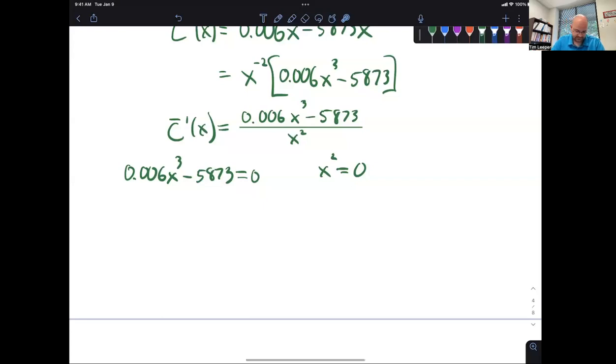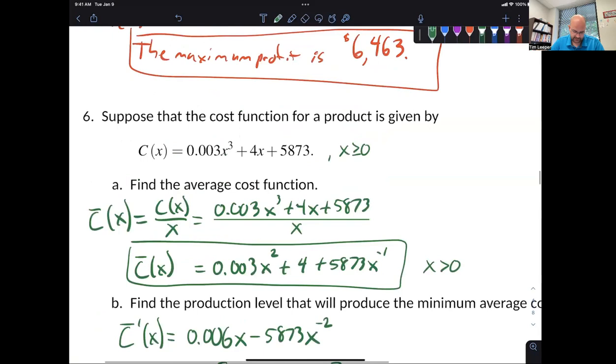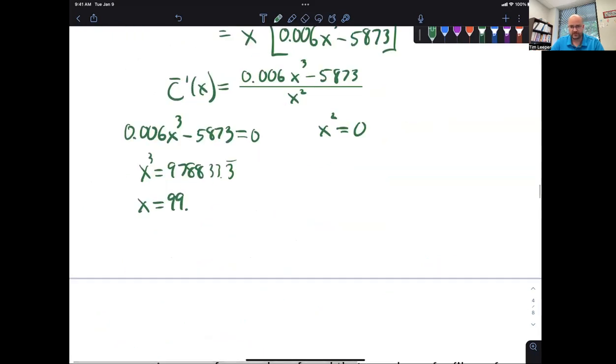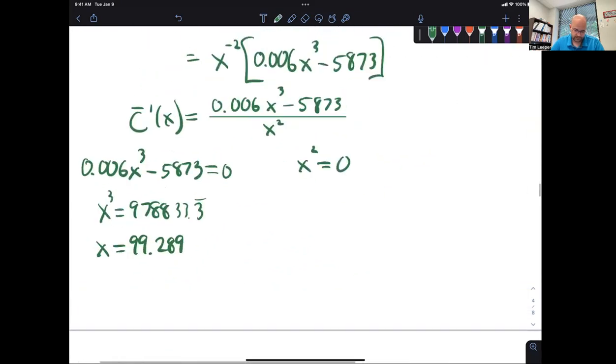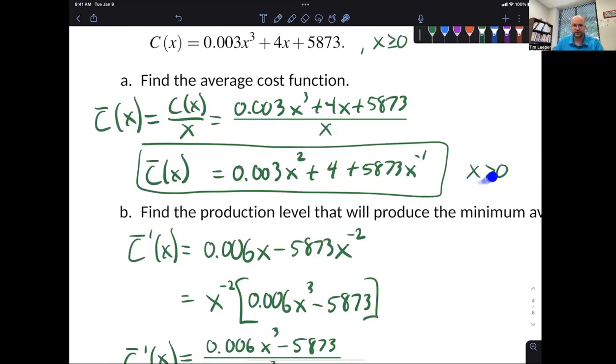So x cubed is equal to 978833.3 repeating, which means x is equal to the cube root of that. Now, we're going to round this. It doesn't say what x is in, so I'm just going to round it to 3 decimal places, 99.289. And there we go. That's a critical number. Over here, x equals 0 is an important number, but not a critical number, because remember, the domain is technically x greater than 0.